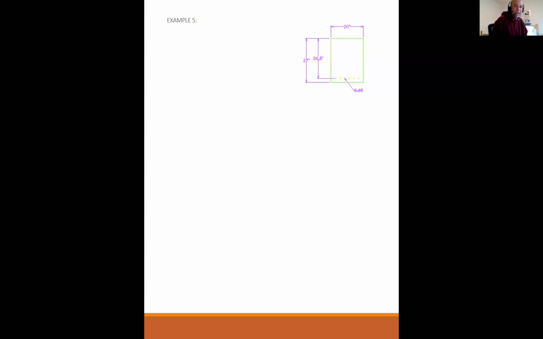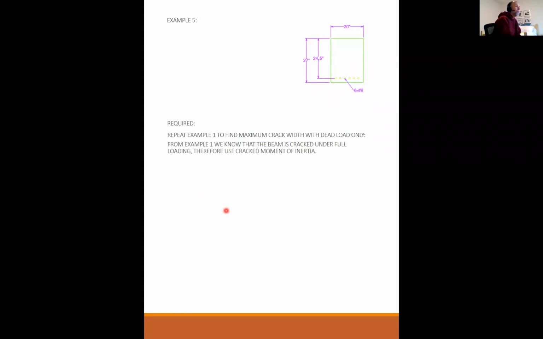Okay, we are back. And looking at this final example, at least I think it's the final example. So here's our beam, very similar to the one we just looked at, only no compression steel. 27 inches deep, 20 inches wide, 6 number 8s. And we're repeating the last example to find the maximum crack width with dead load only. From example 1, which was last lecture, we know the beam is cracked under full loading. Therefore, we use the cracked moment of inertia.